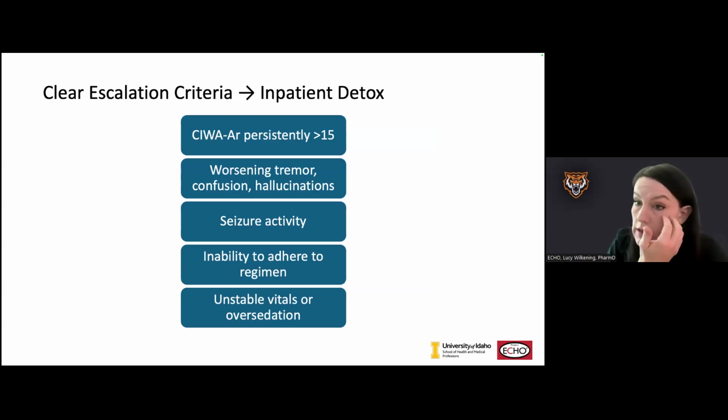If you note on any of these follow-ups clear escalation criteria, again, it's important to have an inpatient referral in your pocket in the case of any of this, right? So if their CWA score is persistently over 15 in the hospital, most of the time, if a nurse conducts a CWA and that patient's score comes back over 15 or 16, there's usually a note on there that says page the attending, right? Because it usually indicates that that patient's really not doing well. Worsening tremor, confusion, hallucinations, seizure activity, inability to adhere to the regimen, right?